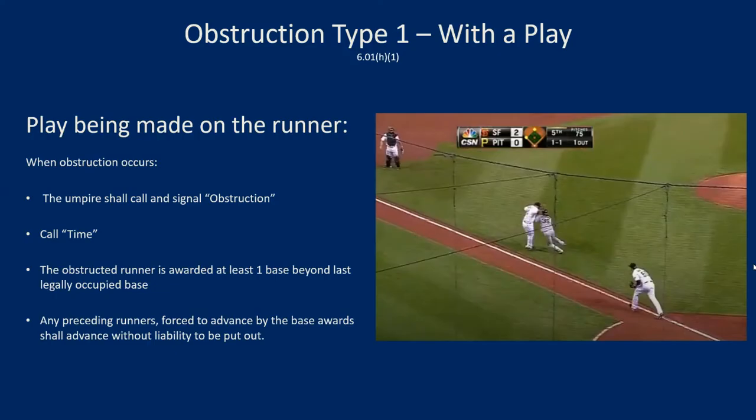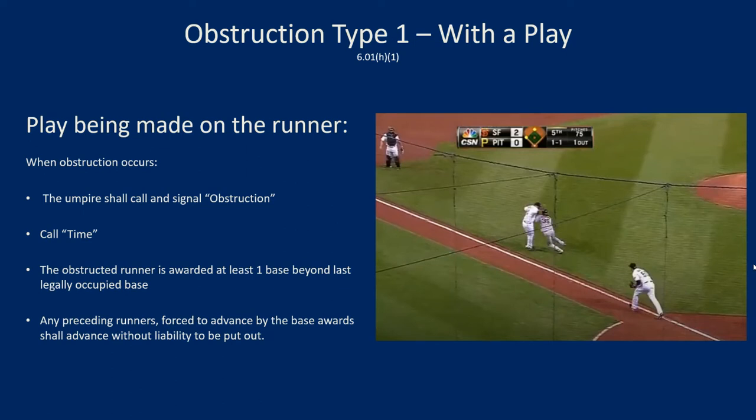We're going to start with obstruction type 1. This is where there is a play being made on the runner that's been obstructed. When obstruction occurs, the umpire shall call and signal obstruction and then call time. The obstructed runner is awarded at least one base beyond the last legally occupied base, and any preceding runners that are forced to advance by the base awards will advance without liability to be put out.